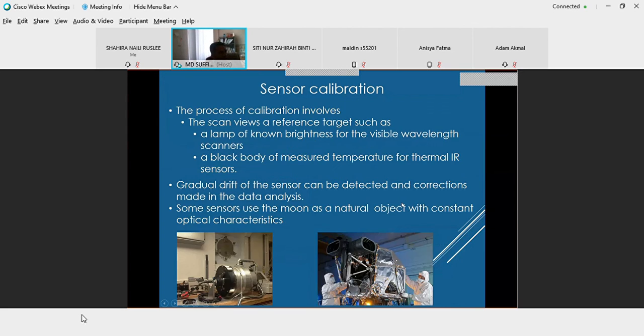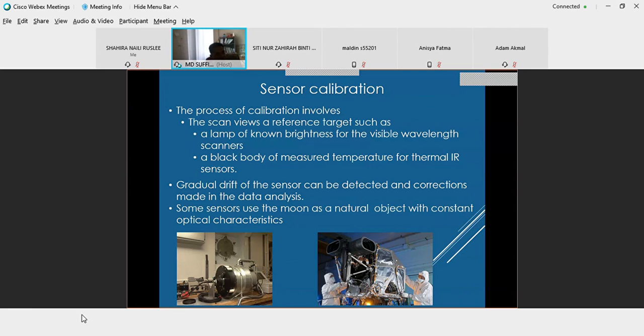recalibration. The process of calibration involves scan views of reference targets, such as a lamp of known brightness for visible wavelength, and a black body of a measured temperature for thermal infrared. So usually the spectral response, it will use a bright source of light. So for satellites, usually we use the moon as a reference.